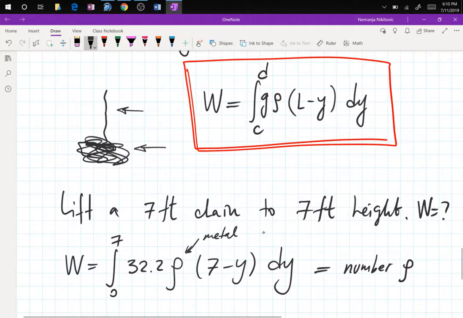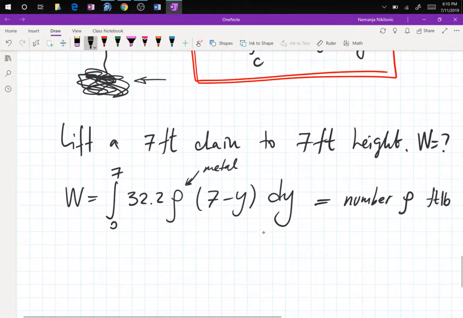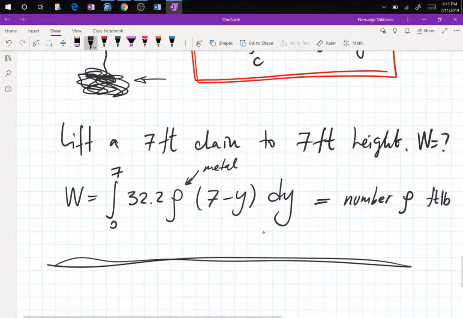Foot pounds now. Yeah. Gotta be careful about those things. All right, good. That's that.